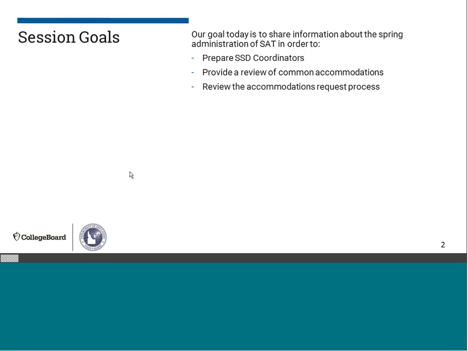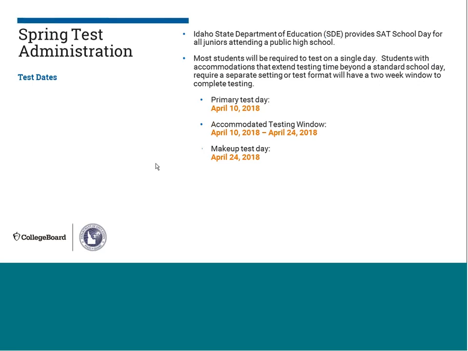So let's get started. First off, the test days, I think everybody's probably fairly familiar with at this point, is that all juniors attending public school will take the SAT on either April 10th, the primary test day, or if you have students who are testing with accommodations, they'll test between April 10th and April 24th. And then the makeup test day is April 24th as well.